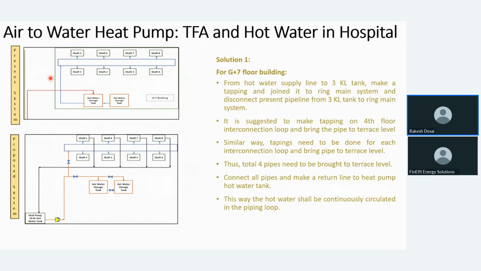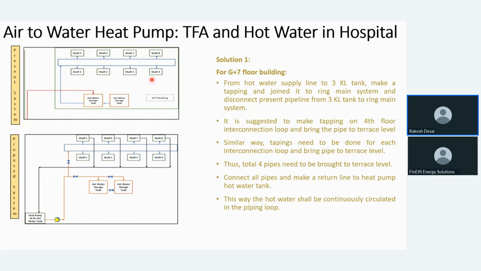On the left hand side, you see this is the existing system. The hot water from the heat pump tank would be stored in the hot water tank at the terrace level of a G+7 building. From there, it will pass through the shaft of the various floors. There is a ring main system at the shaft, and from the shaft it will go to the toilet of each of the patient areas.